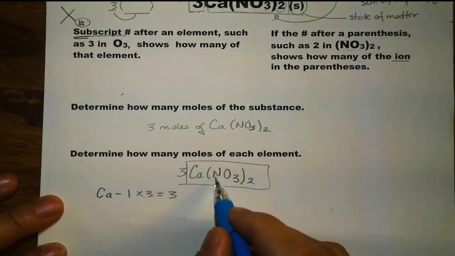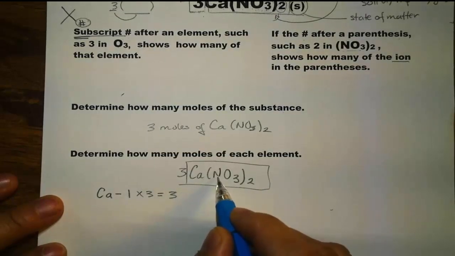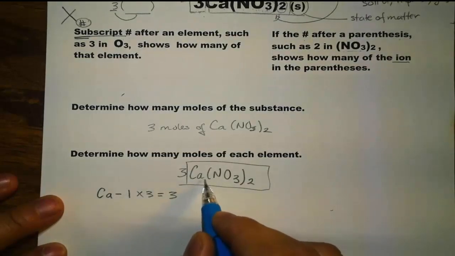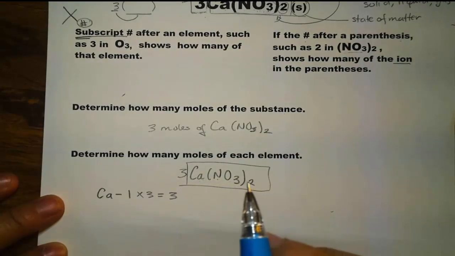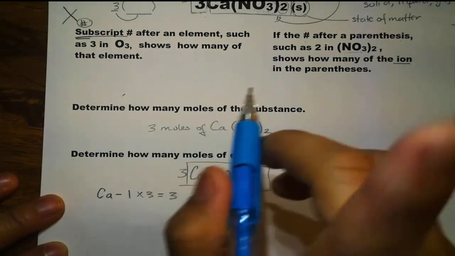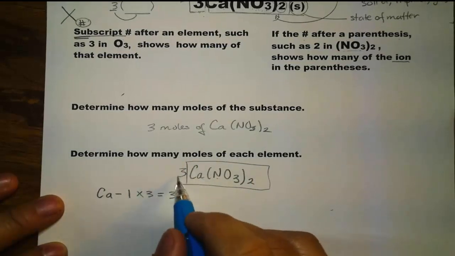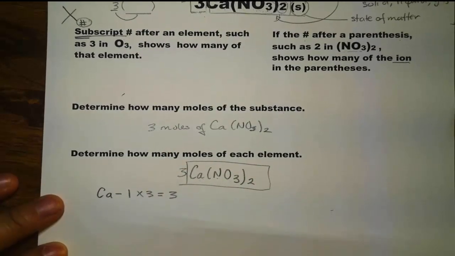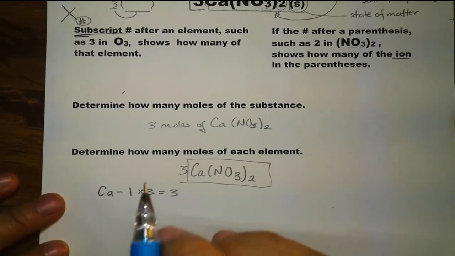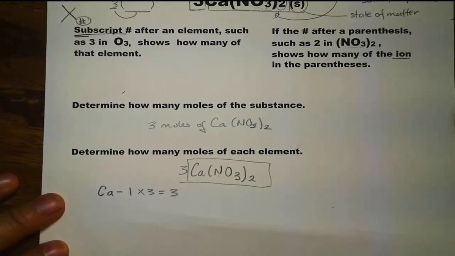What about for nitrogen? Well, look at calcium and nitrogen. Do they have a subscript like in O3? No. When there is no subscript, that tells you there is a number 1. Just the same thing later on when we look at this. When there is no coefficient, we assume there is a 1. Okay? Because anything multiplied by 1 is equal to itself.